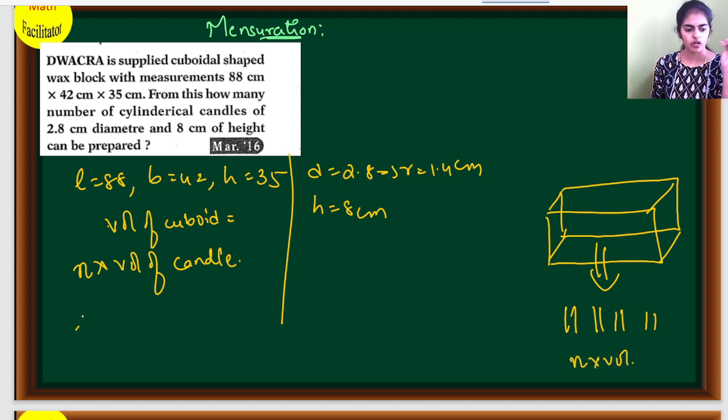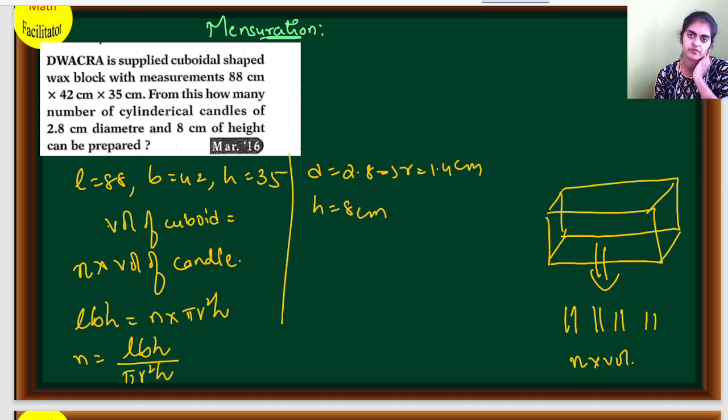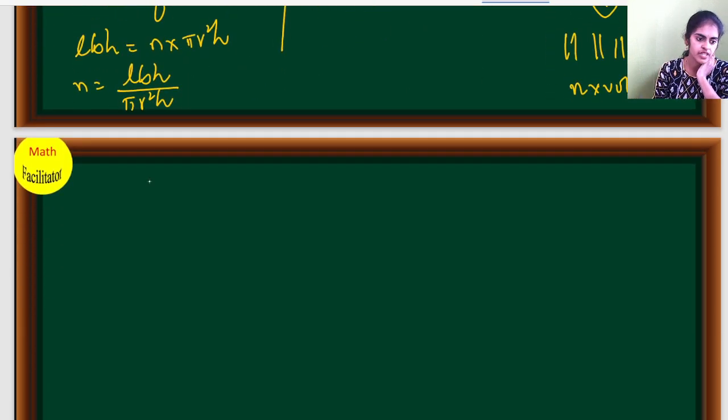Okay, so volume of cuboid is LBH equal to n times volume of candle. Candle is which shape? Cylindrical shape. So it is pi r square h. So number of candles is nothing but LBH, volume of cuboid, divided by pi r square h. Okay, let me do it here, look. So n equals to L is how much?